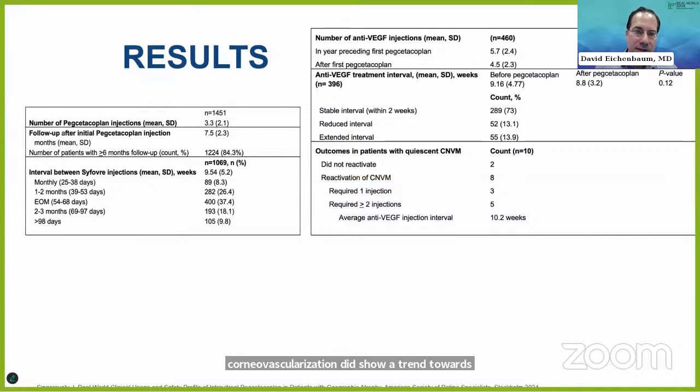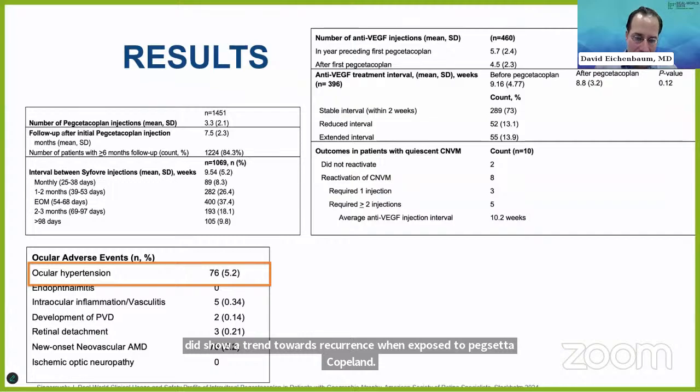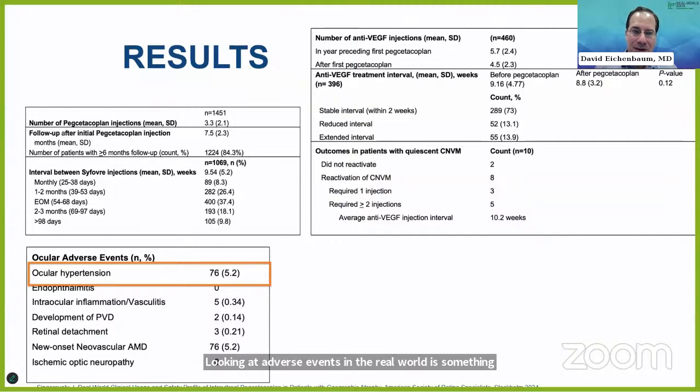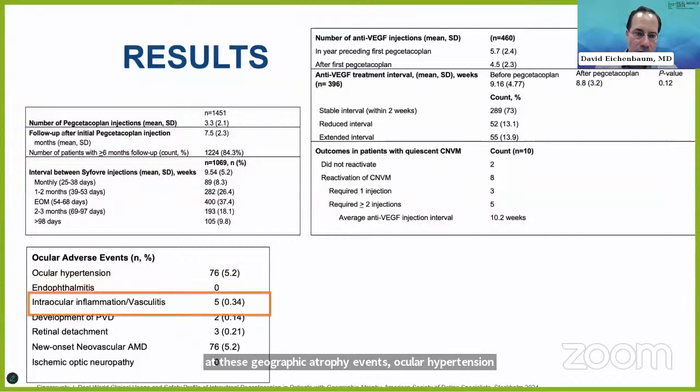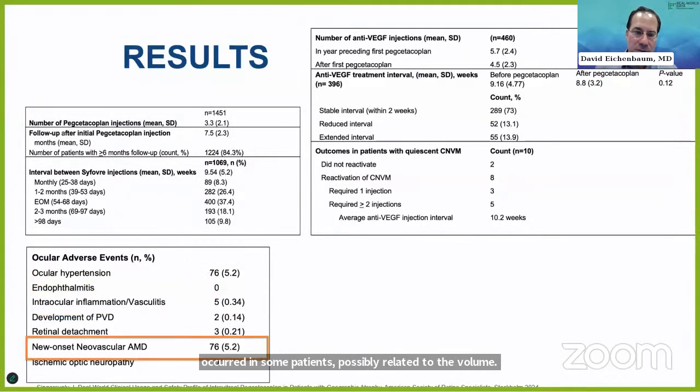Looking at adverse events in the real world is something that we're especially attuned to in retina, especially with looking at these geographic atrophy events. Ocular hypertension occurred in some patients, possibly related to the volume. We saw a low rate of vasculitis, which we'll dive into, and about a 5% rate of new onset wet macular degeneration.